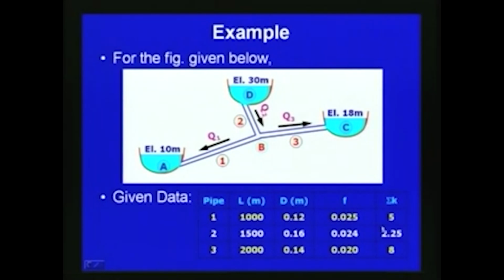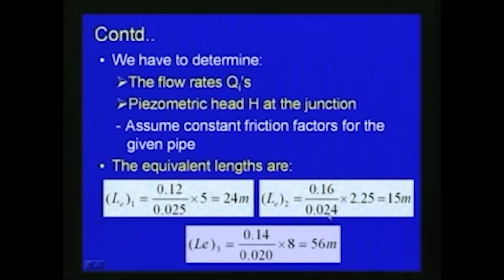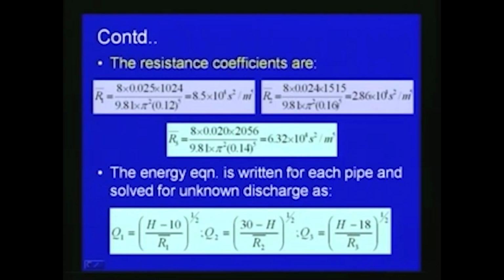For pipe 2, the diameter is 0.16, sigma k is 2.25 and the friction factor is 0.024. So, we get the equivalent length 15 meters. Similarly for pipe 3, the equivalent length will be 0.14 into 8 divided by 0.02, so that will give 56 meter. So, initially we found all the equivalent lengths corresponding to the minor losses.